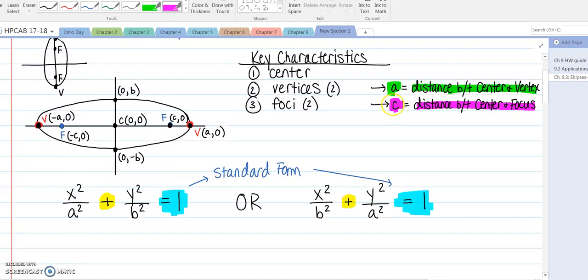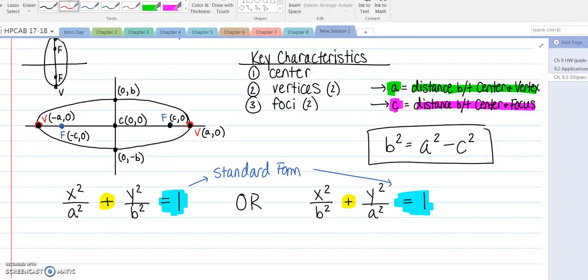The focus distance doesn't show up in the equations, but there is a common equation that we use with ellipses, and it is this equation right here. B squared is equal to A squared minus C squared. It's similar to Pythagorean, but very different in its key ingredients, so be careful here. And this equation typically will help us to find this B squared value, because the B value is not really a point. We don't call it anything, at least. It doesn't have a name.